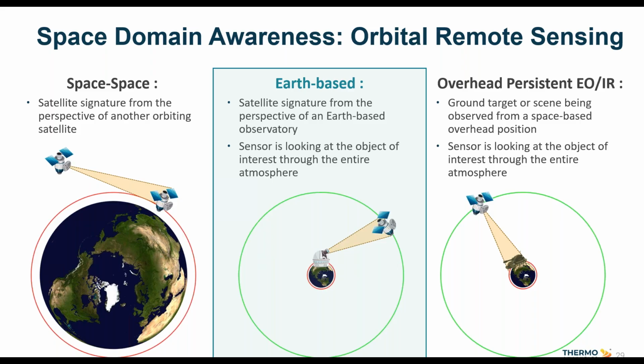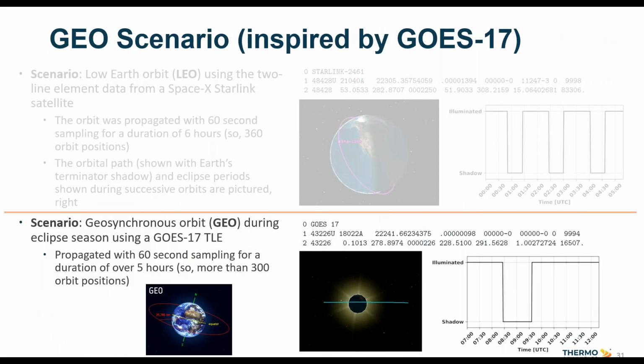Okay, I want to talk a bit next about Earth-based space domain awareness. Whereas we were looking at a space scenario before, now we're going to look at an Earth-based scenario. We've got an observatory on Earth that's looking up through the atmosphere at an orbiting object. We're going to use a GEO scenario for this, kind of inspired by the GOES-17. So we've got another multi-hour orbit where we're propagating it with 60-second sampling. The graph in the lower right shows the portion that is illuminated, and then there's a period where it's in shadow, and then it goes back to being illuminated.